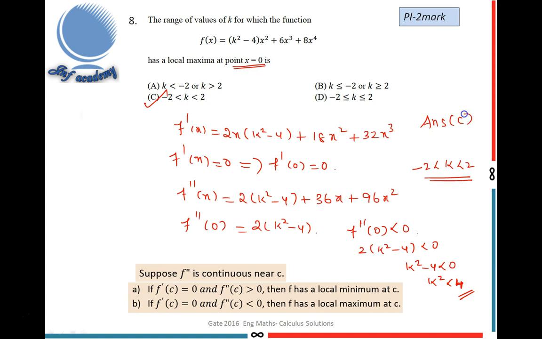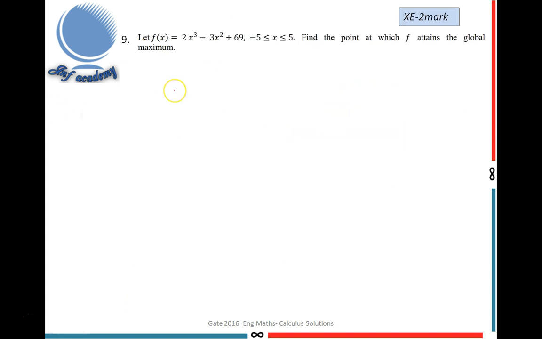Answer is option C. Now the ninth problem. The ninth problem is, let f of x equal to a given function, and x value lies between minus 5 and 5 only. Find the point at which f attains the global maximum. You have to find the point at which f attains the global maximum. So this question is from the XE department.